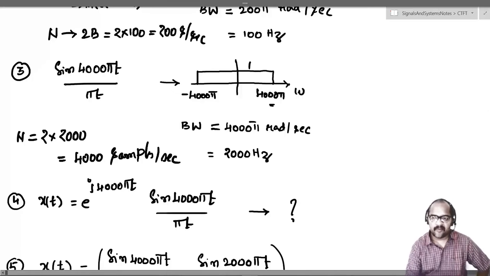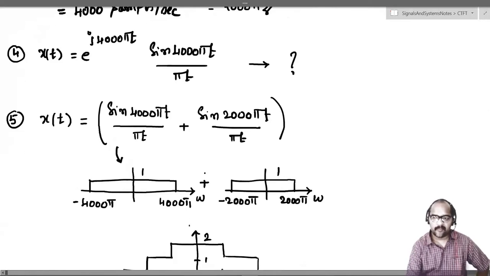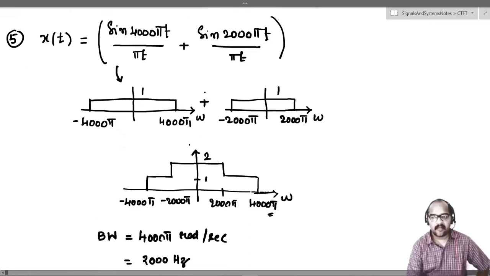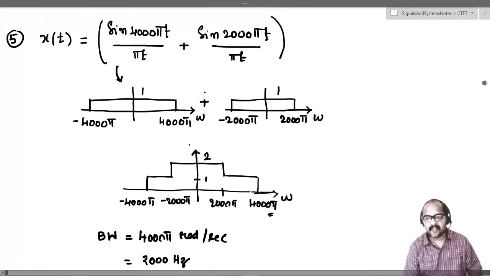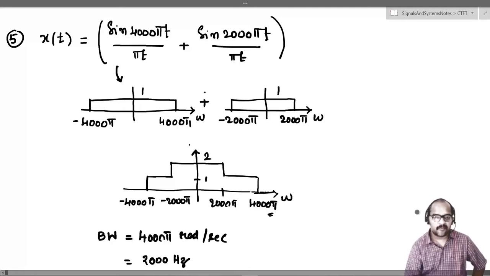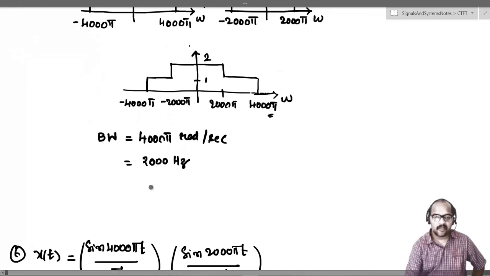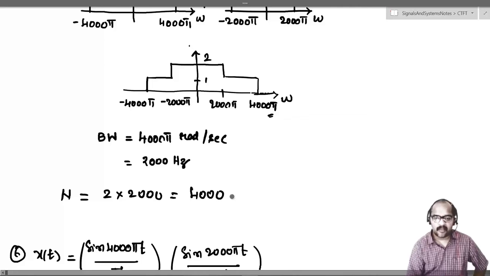In a similar way, we know the bandwidth of all these signals. So what is the Nyquist rate? It is just twice the bandwidth of the signal. So for example, you take this. After doing all the algebra, we got the bandwidth of this signal to be how much? 2000 hertz. So what is the Nyquist rate for this? Nyquist rate would be 2 times 2000, which is 4000 samples per second.